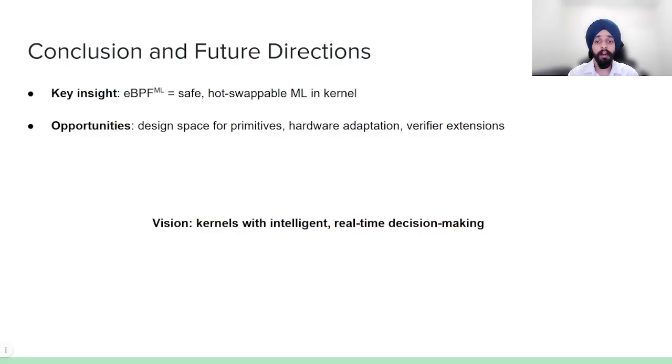To conclude, our key insight is that eBPF can be extended to safely host ML inside the kernel, bridging the gap between heuristics and heavyweight offload mechanisms. We provide a design sketch with generic primitives, adaptive hardware support, and verifier safety. The broader vision is kernels capable of intelligent, real-time decision-making, with ML integrated seamlessly into critical paths. We hope this work seeds further exploration of verifier extensions, hardware adaptation strategies, and compiler pipelines for ML in eBPF.